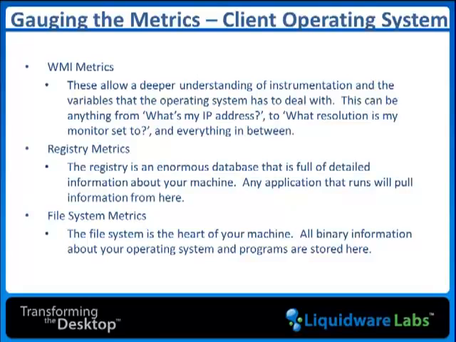And then finally, we have file system metrics. Now, the file system is the heart of your machine. All the binary information about your OS and your programs are stored here. Now, we can do a lot of really cool things with your file system. We can understand what kind of different files and folders and executables and file types and user persona data is actually being consumed on that machine. So when you're ready to make the jump into non-persistent VDI, you now know exactly how much user data you have to sanction for each user.